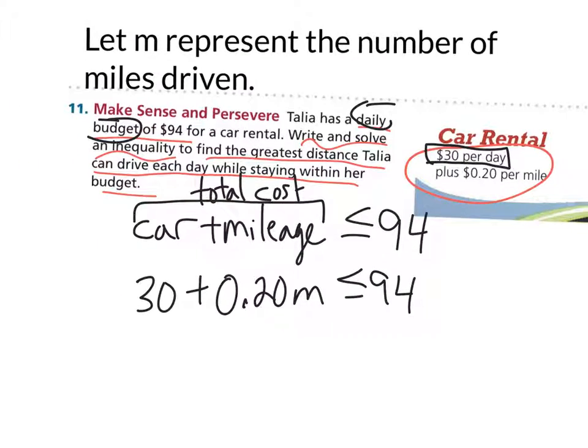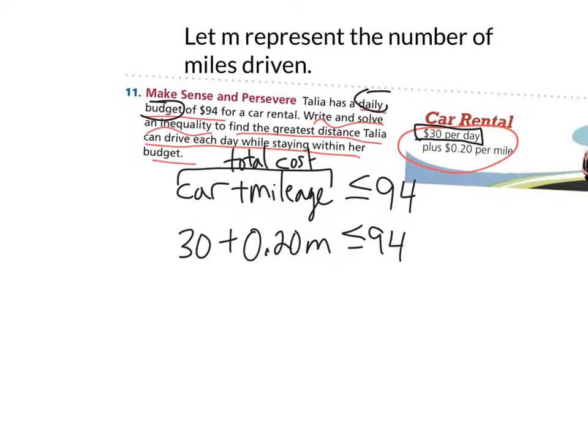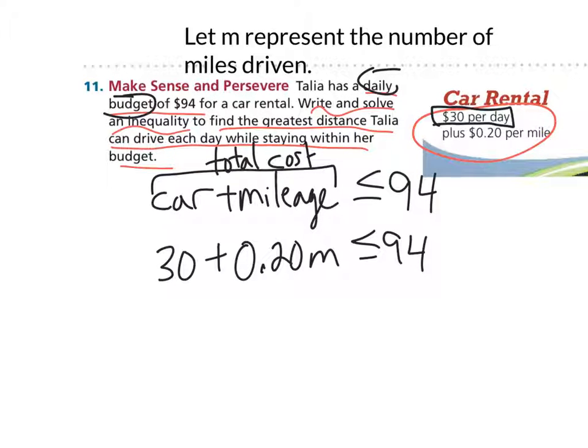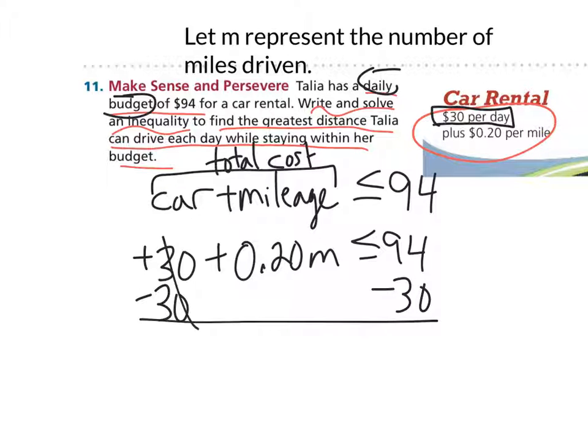So once we've done that, we need to solve this inequality. First thing, we're going to try to get that variable part by itself. So it's a positive 30 out in front here, so we need to subtract 30 on both sides. And then they're multiplying, so we need to divide.